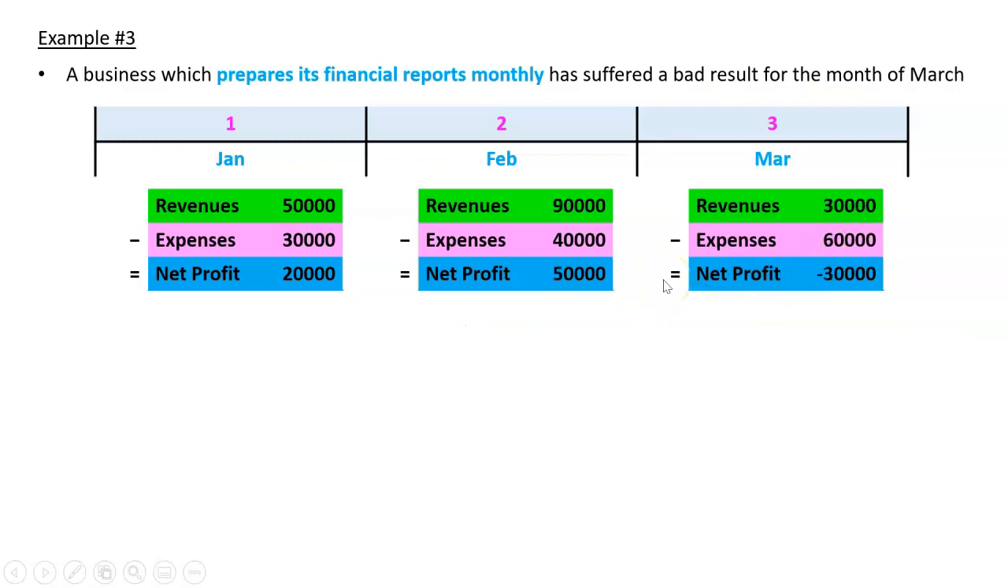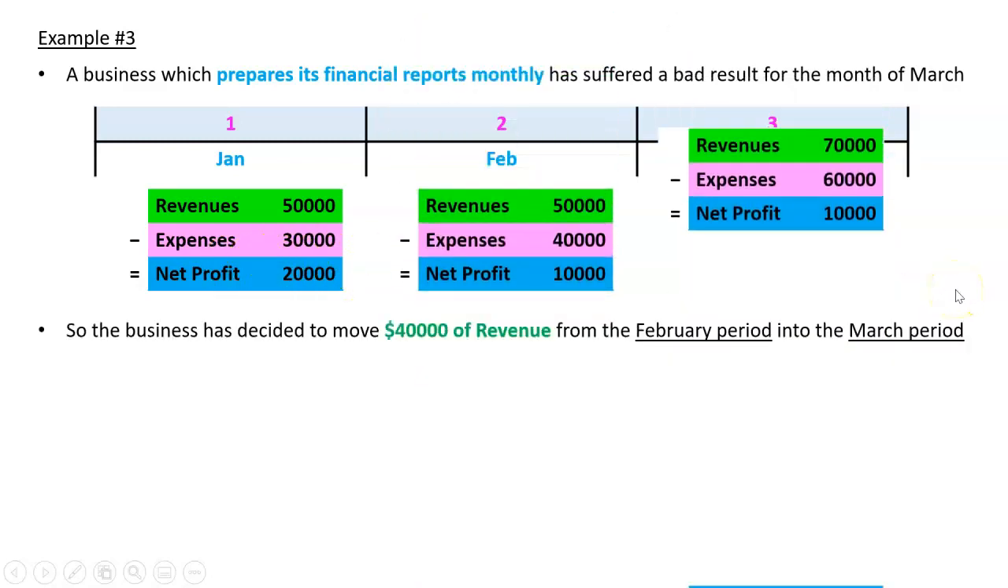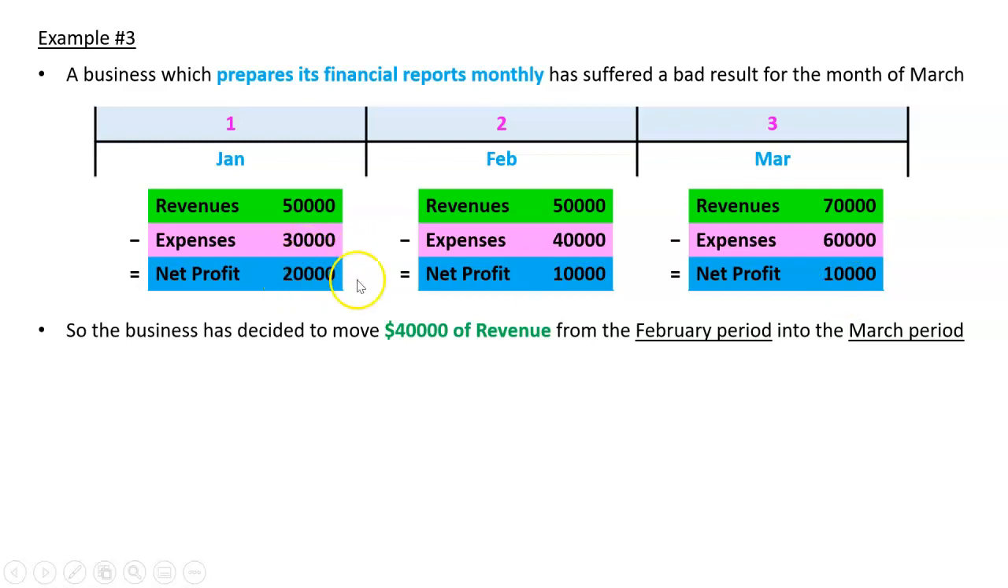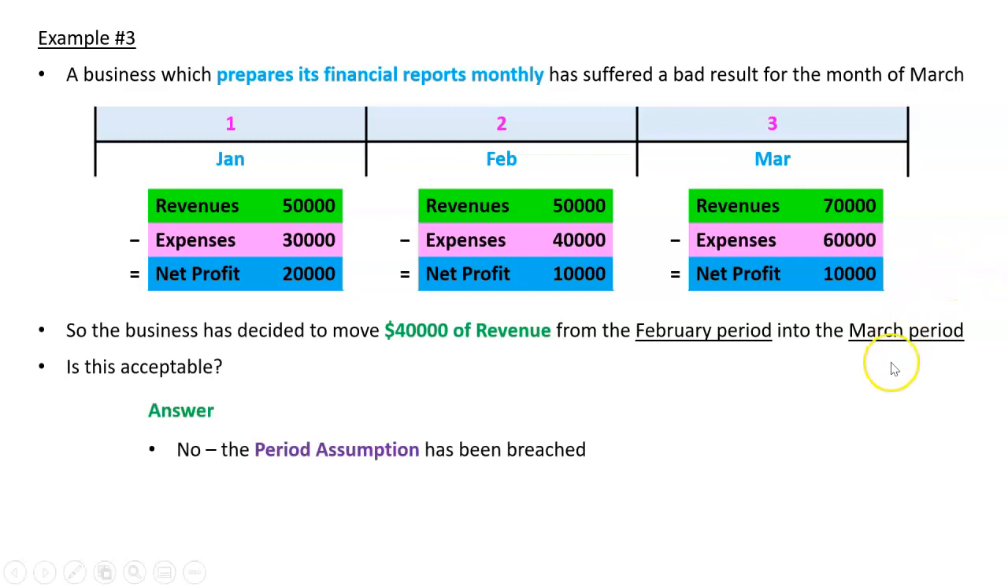So if we just go back a step, we will see for the 3 periods, if you add it up, profit was 20, 50, so that's a total of 70, minus 30,000 loss. That's a total of $40,000 profit over the 3 periods. Well, if we just do our little adjustment there, add it up, 20,000 plus 10 plus 10, it actually equals the same. Can we do that? Is that acceptable? We're going to say no, it's not. The period assumption has been breached.